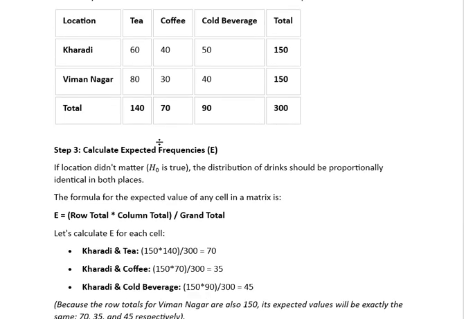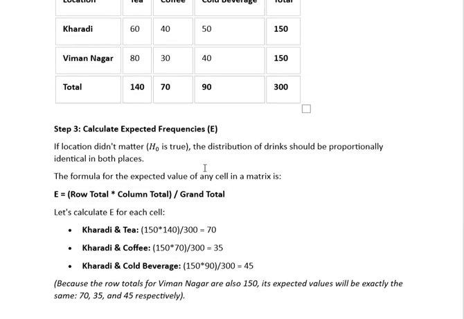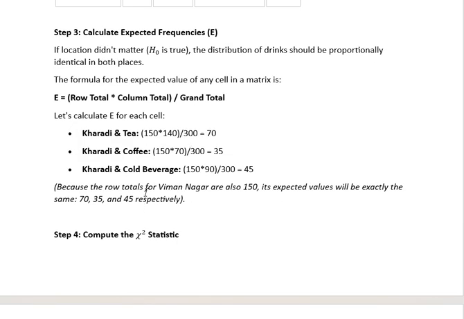And for Kharadi and cold beverage, the row total remains the same at 150, and the column total changes to 90. So 150 into 90 divided by 300 is equal to 45. Because the row totals for Viman Nagar are also 150, its expected values will be exactly the same: 70, 35, and 45.